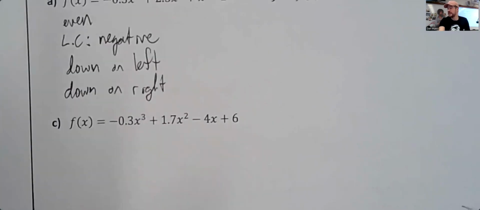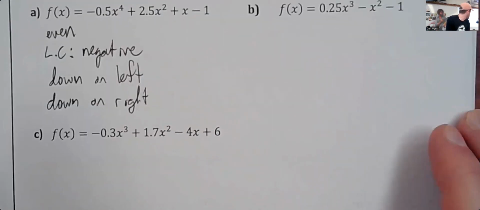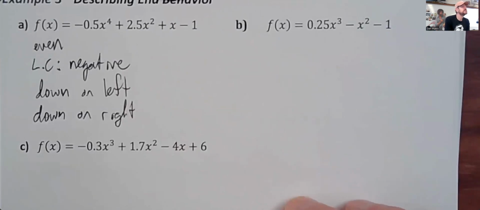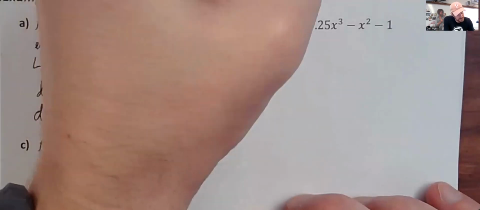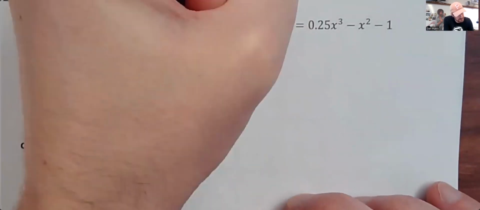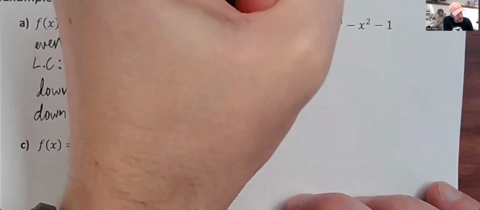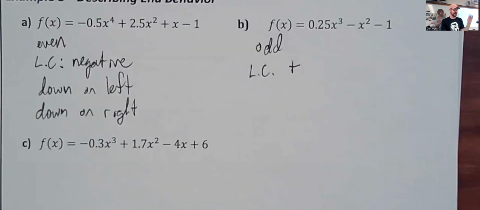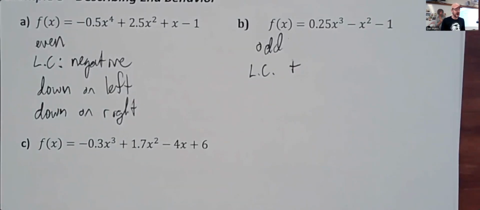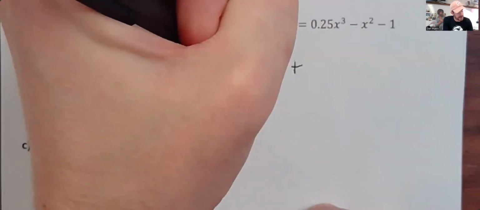Okay, let's keep going. So basically we created a chart and you're just referring to the chart based on what we see. Highest exponent, odd or even? Odd. Lead coefficient, positive or negative? Positive. If you want to do a plus for positive, that's fine. Minus for negative, I'm cool with that. So find the odd with a lead coefficient positive. Give me the two phrases we have. Down on left, up on right. You got it.